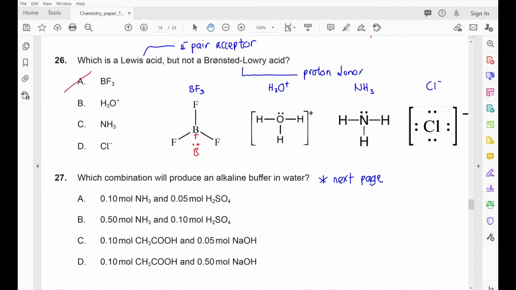But let's take a look at hydronium ion. Oxygen already has 8 electrons around it, so it cannot accept any more electron pair. Ammonia is not an acid, it's actually an electron pair donor, so it is alkaline. Chloride is the conjugate base of hydrochloric acid, so it is also not acidic.